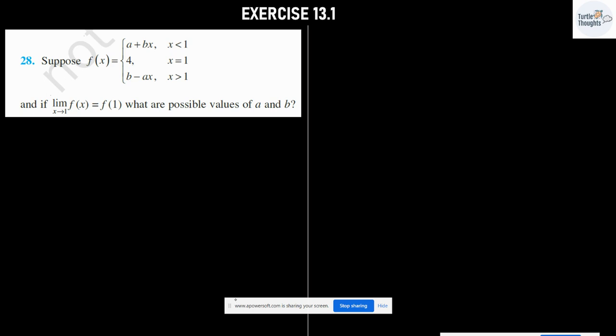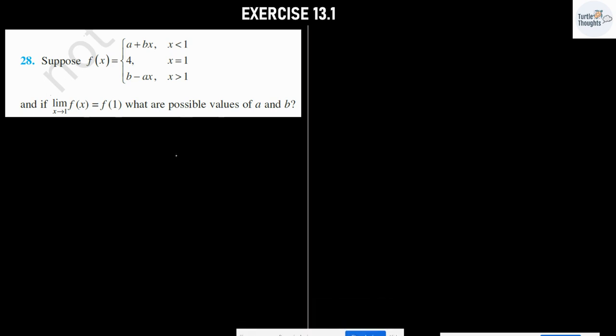Good evening, everyone. We are going to start with question number 28. Suppose f of x is a plus bx when x is less than 1, f of x is equal to 4 when x is equal to 1, and f of x is b minus ax when x is greater than 1. If the limit of the function f of x as x tends to 1 is given as f of 1, what are the possible values of a and b? This is the question.